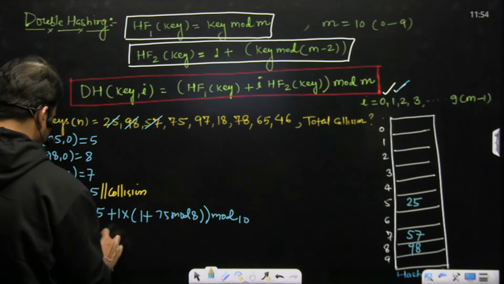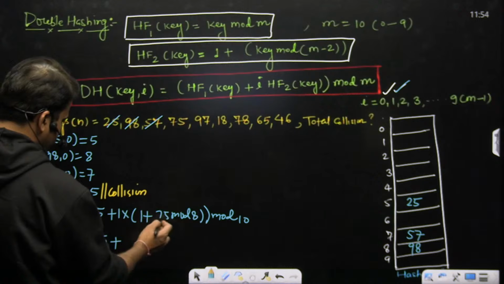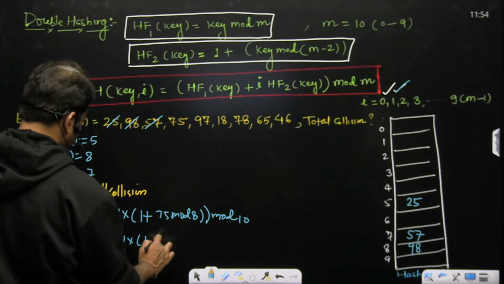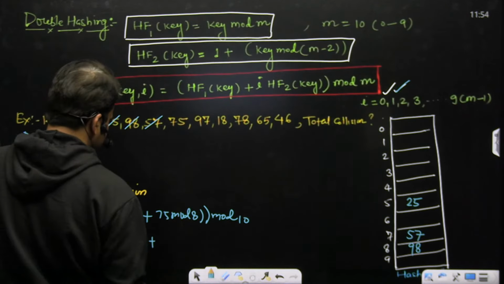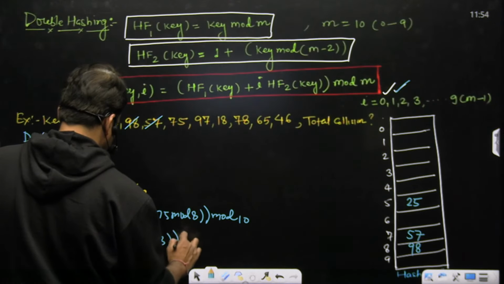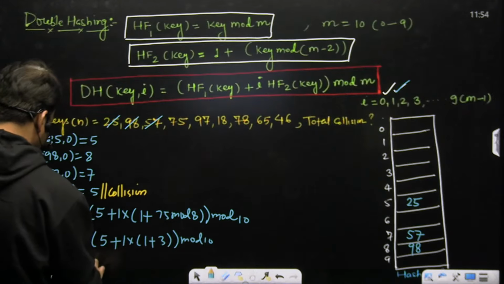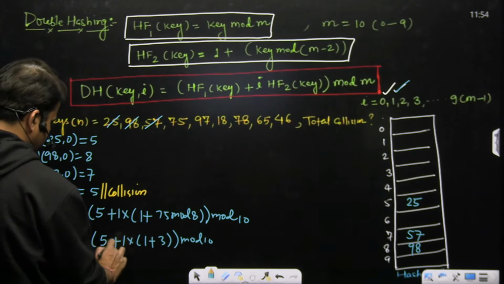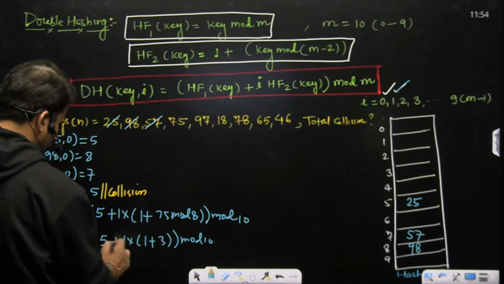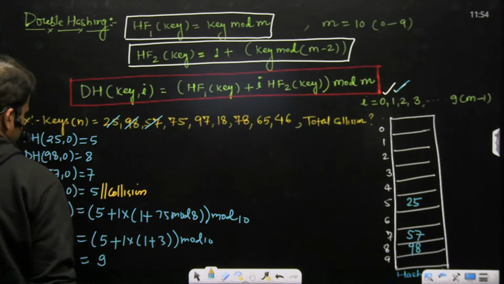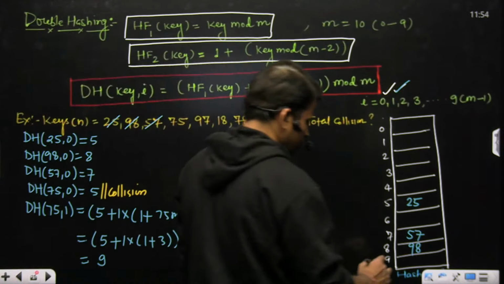So what will be the result? 5 plus 1 into (1 plus 8), 8 9s are 72, so 3 remainder. So it will be 5 plus 4 into 1, which is 9. So 75 is stored at index 9.